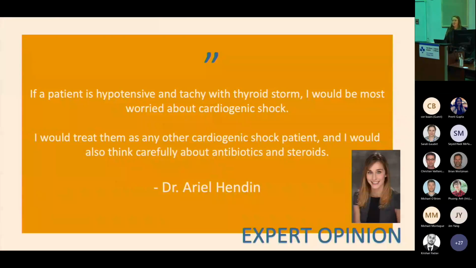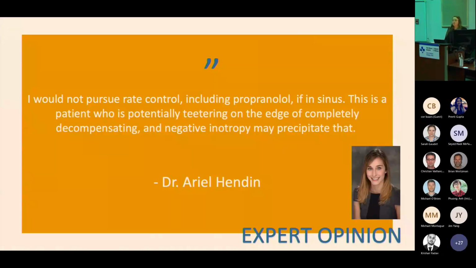In talking with our local expert, Dr. Ariel Hendon, she basically explains the following. If a patient is hypotensive and tachycardic with thyroid storm, worry about cardiogenic shock. Treat them as any other cardiogenic shock and think carefully about giving beta blockers and steroids. Ultimately, we should not be pursuing rate control in these individuals. These are patients that are at potential of teetering over the edge and decompensating if we give them negative inotropy.